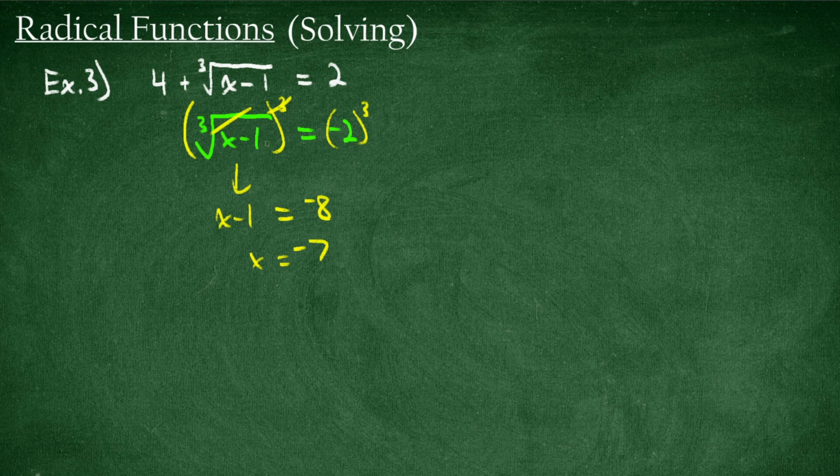But let's go ahead and check. So this would be negative 7 here. Minus 1 is negative 8. And the cubed root of negative 8, we just said, is negative 2, right? So this whole thing evaluates to negative 2, which is 4 minus 2, which ends up being 2. And so that is correct. So x is equal to negative 7. All right, let's go to the next one.